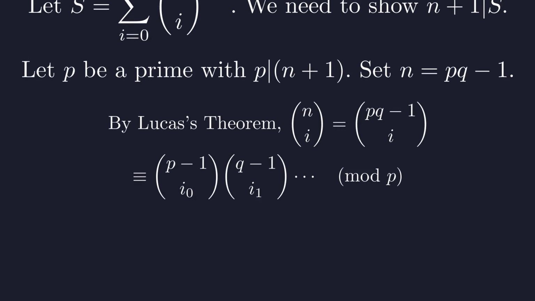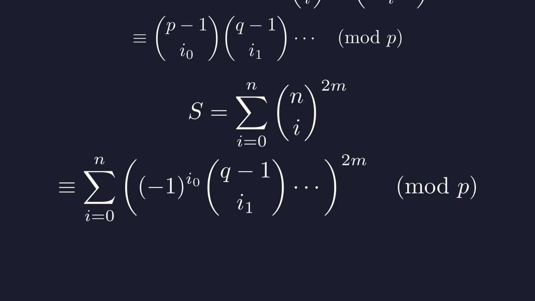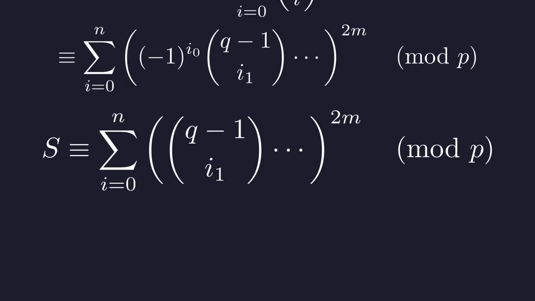By Lucas's theorem, we can analyze the binomial coefficient by looking at the base-p representations of n and i. Since n has trailing digit p minus 1 in base p, the leading term of the congruence is p minus 1 choose i0, which is (-1) to the i0. Here is the crucial step. Because our exponent k equals 2m is even, the negative 1 term vanishes. The congruence becomes independent of the least significant digit, i0.